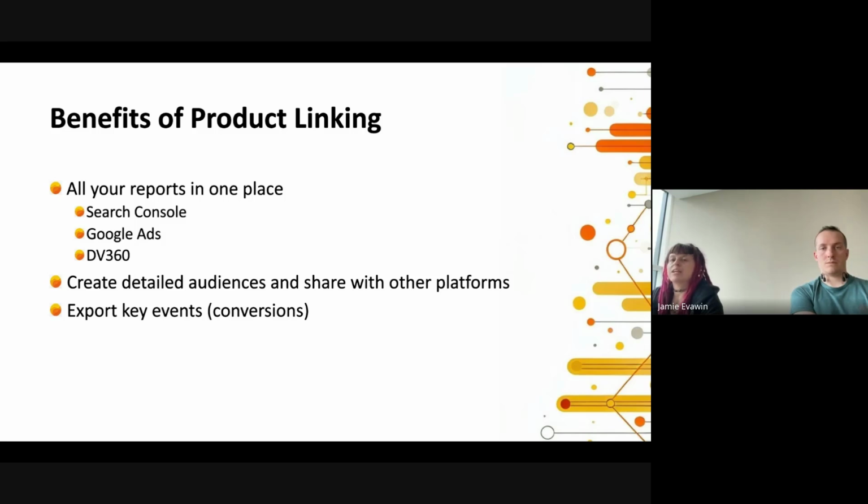Some of the benefits of product linking: it allows you to share information from one product to another. So for example, if you're linking Google Analytics with Google Ads, you can look at, on a campaign level, not only conversion rate and click rate, but you can also see things like how long a session was, did they view so many pages, how many of the users that clicked the campaign actually bounced. So it gives you a bit more information to work out whether the campaign is successful or not.